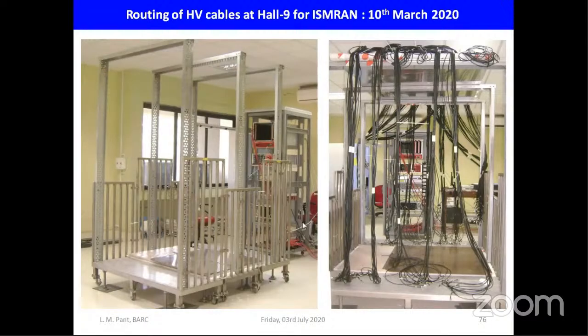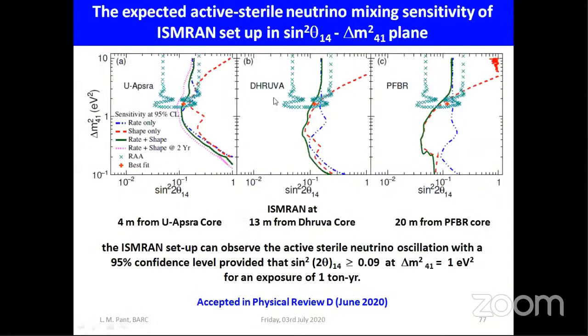The idea was to first put the matrix here and look for the cosmic background, which anyway will be overriding there in the reactor also. So that is what the story goes. Meanwhile, even during the lockdown, our teammates have come out with nice measurements of the expected active-sterile neutrino mixing sensitivity with Smaran at 3 different places within the country. The central one is the Dhruva reactor. Then there's the Apsara-U reactor also in BARC. And then there's the prototype fast breeder reactor. And they have shown here the sensitivity of this active-sterile neutrino mixing and whether Smaran can detect it or not at different distances.